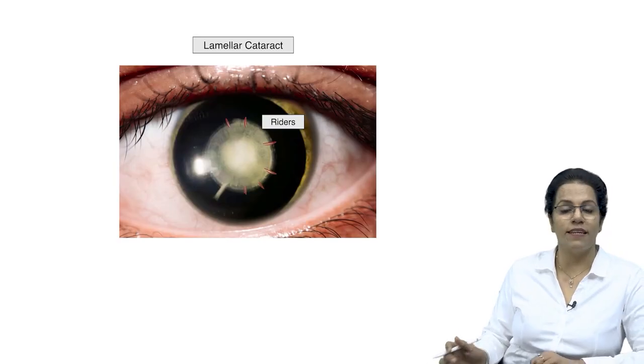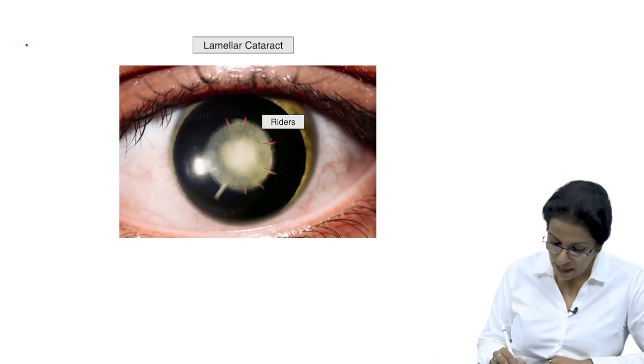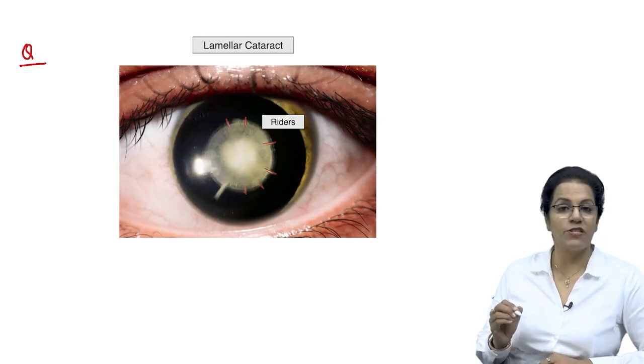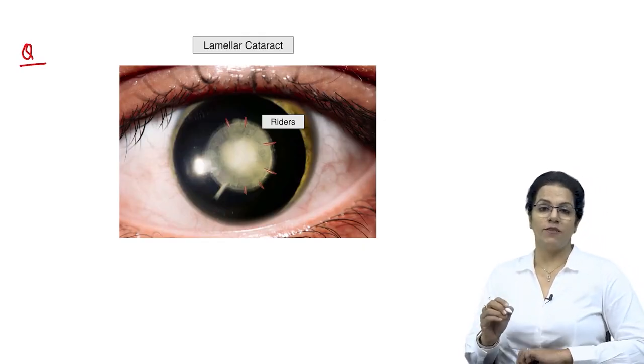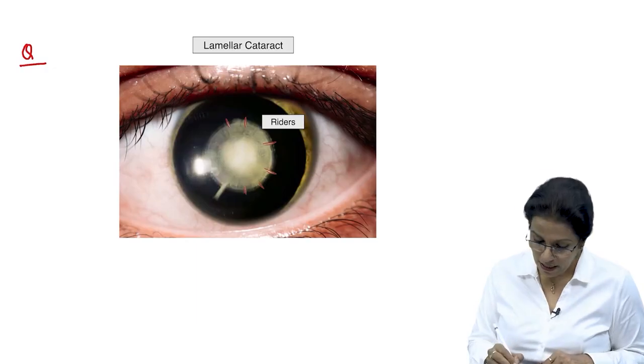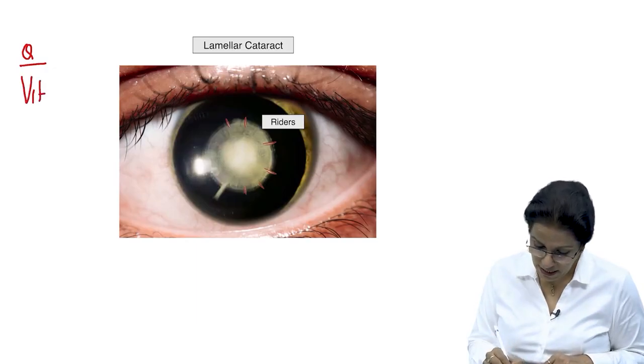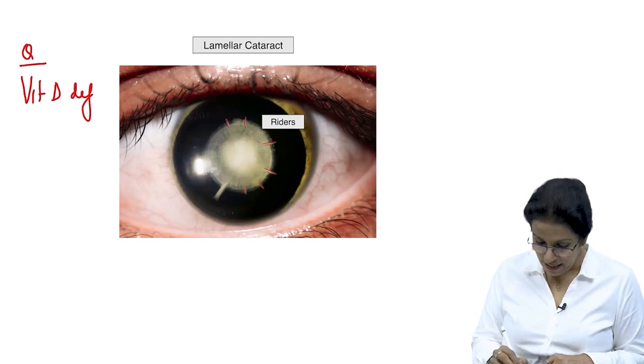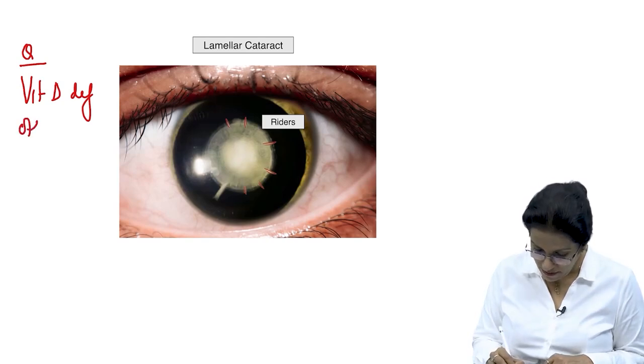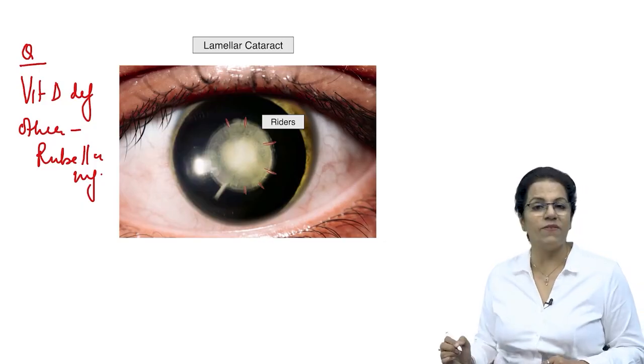Another exam question I'm reminded of, please note it down: which vitamin deficiency leads to lamellar cataract? If they have asked you the etiology of lamellar cataract, you will answer vitamin D deficiency. Next question, any other cause? Yes, other causes will be rubella infection. We will take rubella in detail. So rubella infection can also be a cause of lamellar cataract.